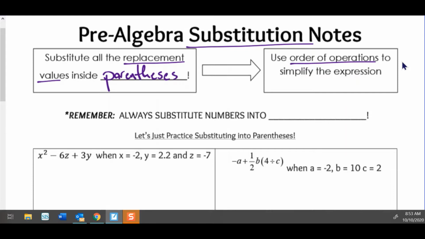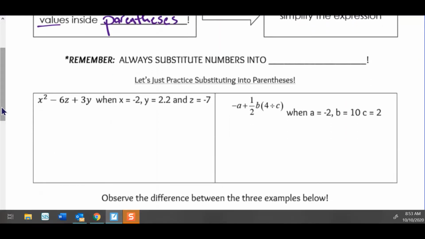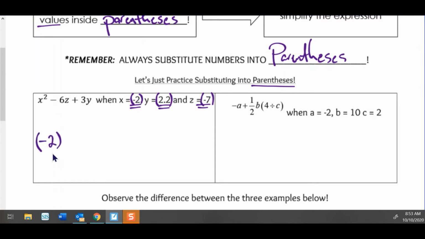So this first practice, these first two examples, all I'm going to be doing is substituting numbers inside of parentheses because it is that important. So when I say substitute a number inside parentheses, I mean each number gets its own set of parentheses just around the number. So instead of this x, I'm going to write this -2 in parentheses. Everything else is on the outside of that.